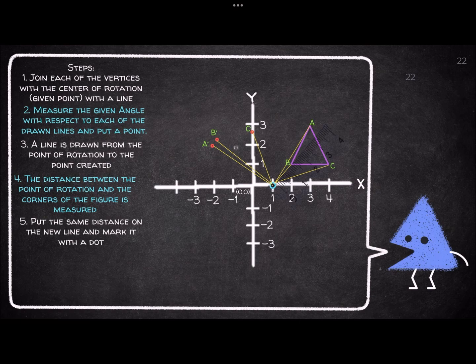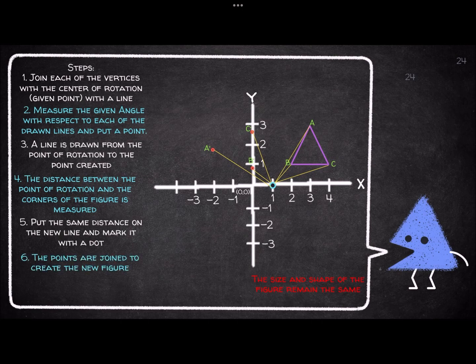For instance, we measure that the distance between B and the given point is 1.3 centimeters. Then with the new line, we measure 1.3 and we mark the point. And then we repeat, but with point A. We measure that the distance to A is 3.6 centimeters. Then with a ruler, we measure on the other line 3.6 centimeters and we mark the point. After that, you can remove the lines and the points are joined to create the new figure, just like this.